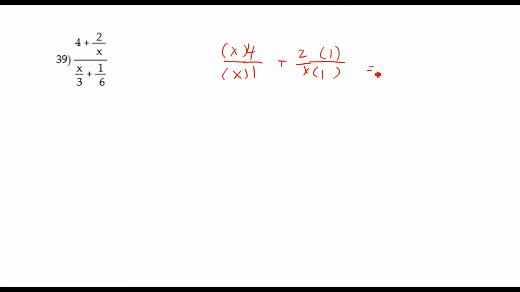Therefore, our new fraction at the top is going to be 4 times x, and then 2 times 1 is 2. So it'll be 4x plus 2. And at the bottom, we're going to have x times 1, so x. 1x if you want to write it down, but not necessary. For the bottom, we're going to do the same thing. We're going to take x over 3 plus 1 over 6. I'm going to take this number and multiply it by, let's say, 6.